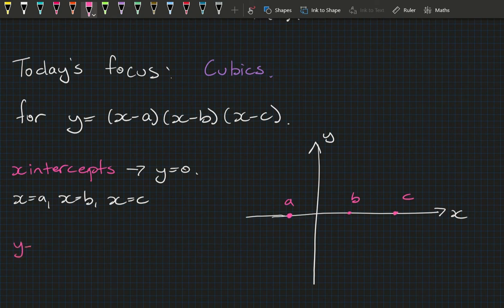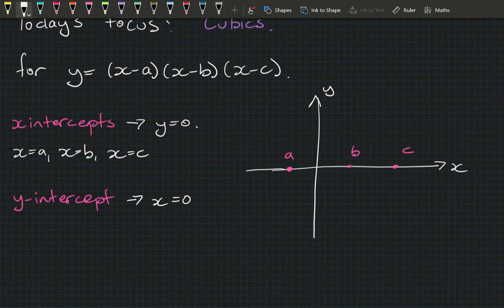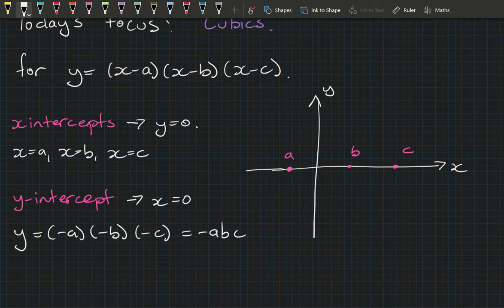And of course the y-intercept is where x equals 0. So subbing in x equals 0, our equation there would become y is equal to minus a times minus b times minus c, which is equal to minus abc. So of course it's not clear if minus abc is up here or if it's down here. It's really going to depend on where those x-intercepts are, right?